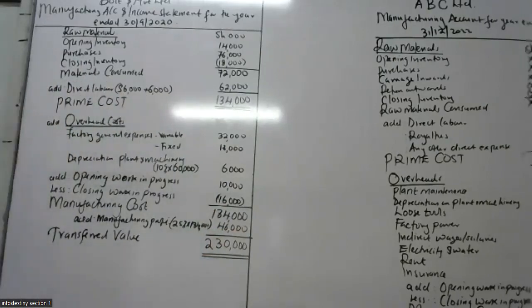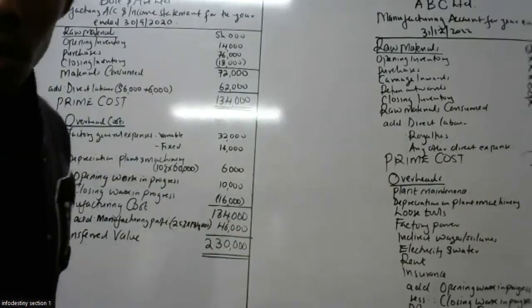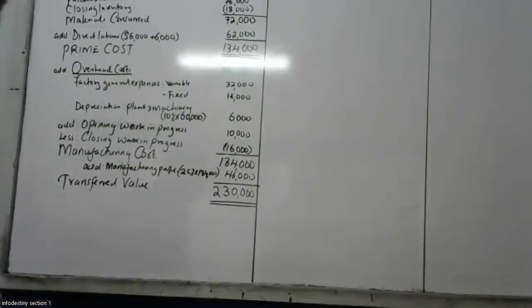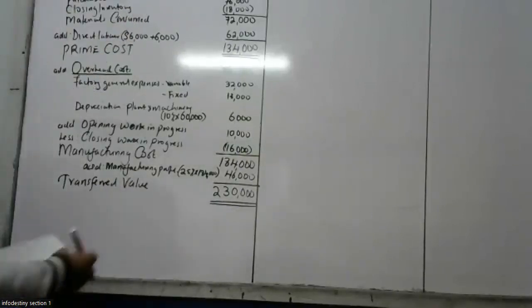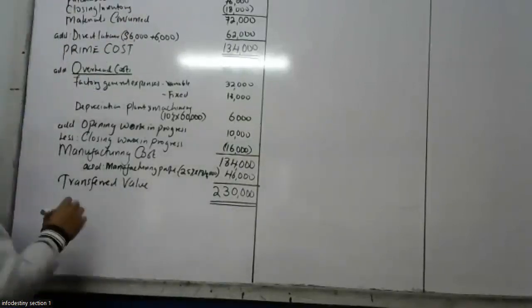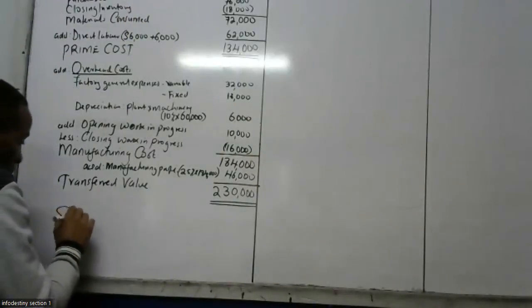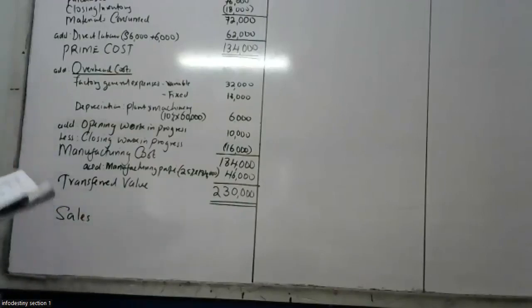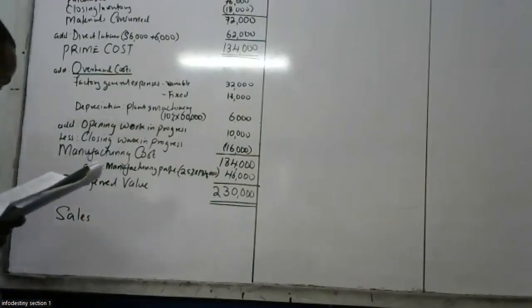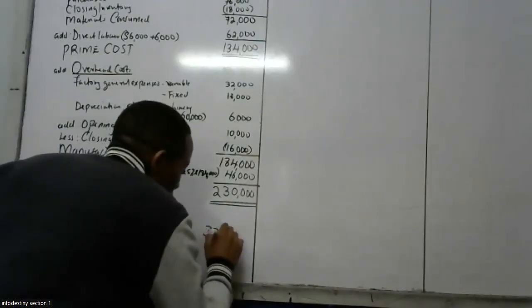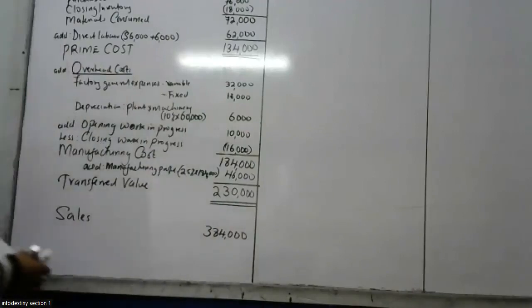So that is the manufacturing account. We continue now and key in the items for the income statement. So we come just below it. We have sales. Continue now with sales. Sales, we are given an amount of 384,000.